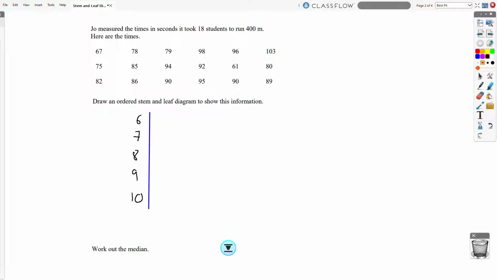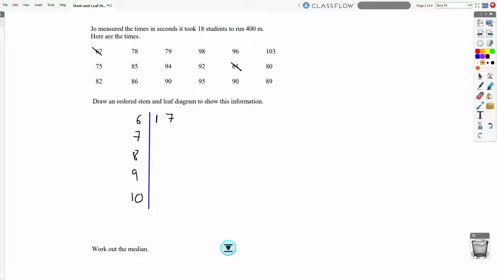Once we've selected every value, we're then going to cross them off. So the lowest value we can find here, you want to do this in order, is 61. So how are you going to write that? We have the 6 here, so I just put a 1 in this row here. Then next we have a 67, so I put a 7 here. So that's all these 60s done.